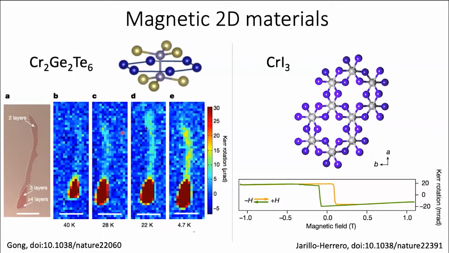This graph over here on the left shows chromium germanium telluride, a part of the crystal structure here, and chromium triiodide shown over here on the right. These plots down here show a microscope image of chromium germanium telluride alongside MOKE images, or Kerr rotation spectroscopy images, showing that down to two layers, chromium germanium telluride is ferromagnetic below the Curie temperature, which is below 40 Kelvin, shown here. And over here on the bottom right is again a MOKE, or Kerr rotation spectroscopy plot, this time of the hysteresis of the measurement as a function of magnetic field. Okay, showing that down to one layer, chromium triiodide is magnetic.